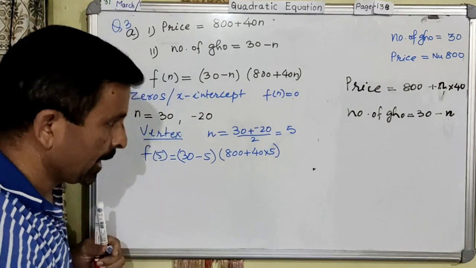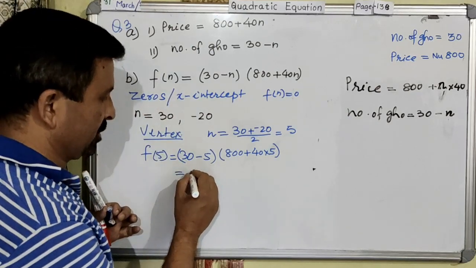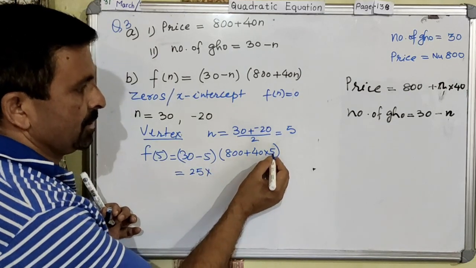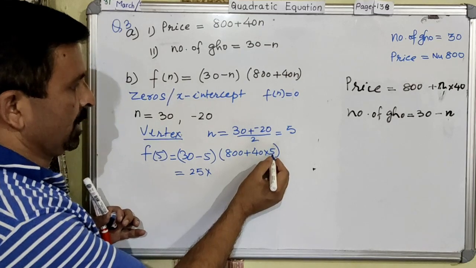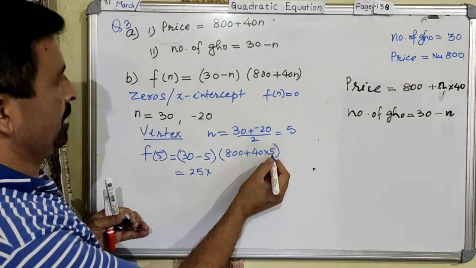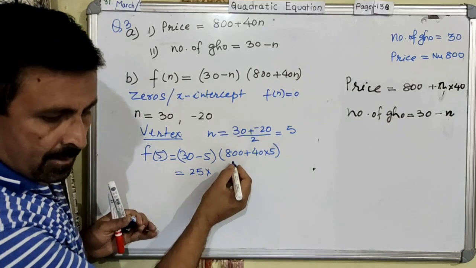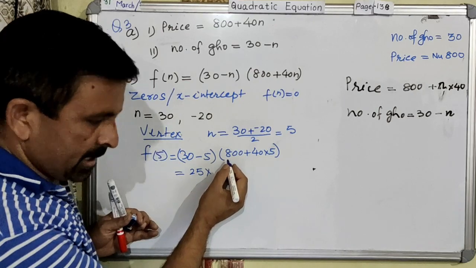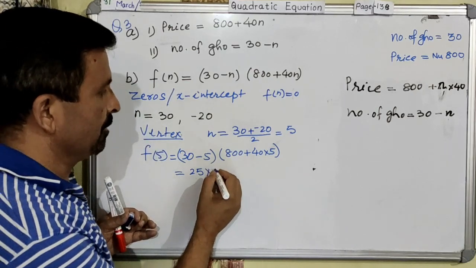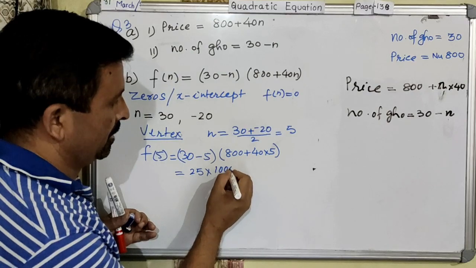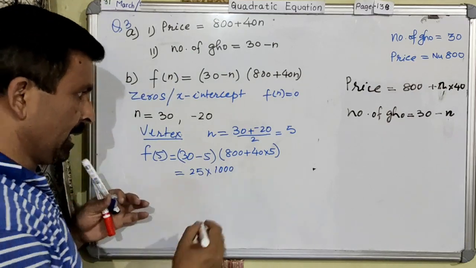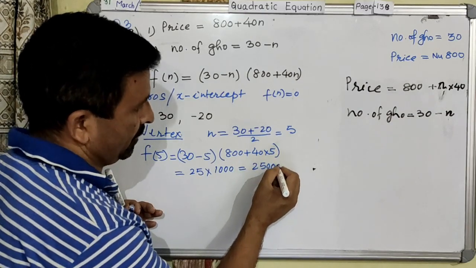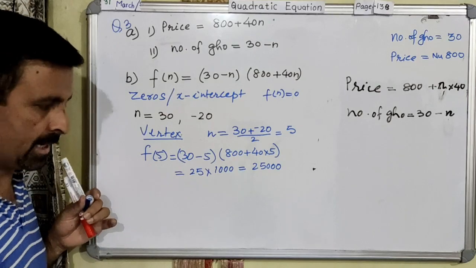Okay. Now you simplify. This comes as equal to 25, and 40 into 5 is 200, and then 800 plus 200 is equal to 1000. Is this very clear? And then you multiply and you get the answer as 25,000. Is it very clear?